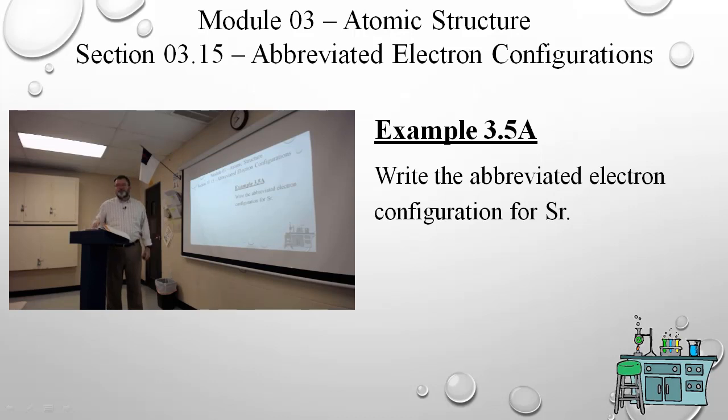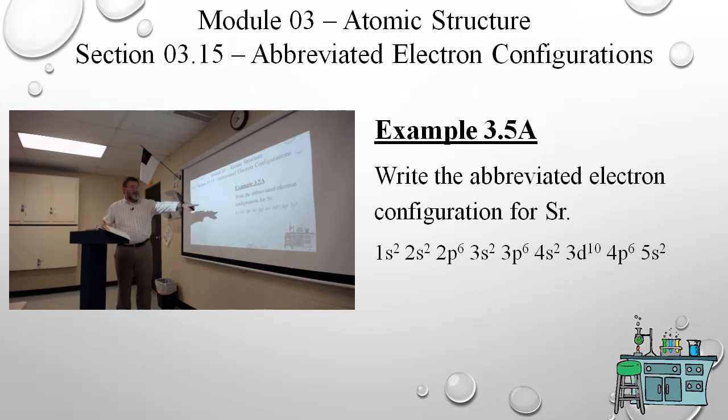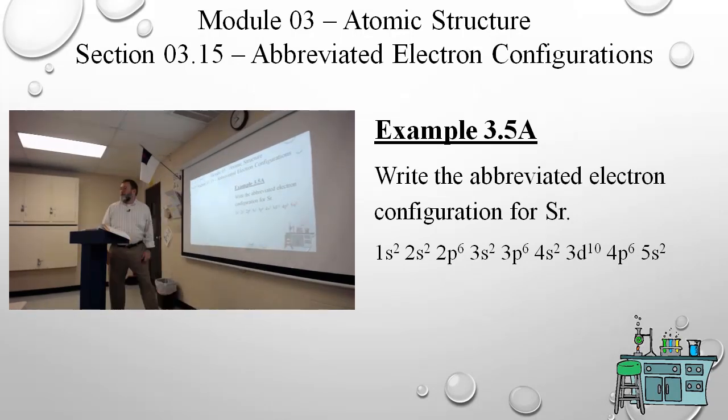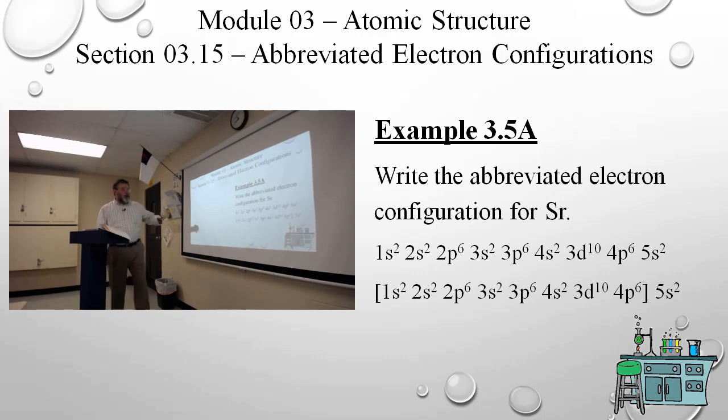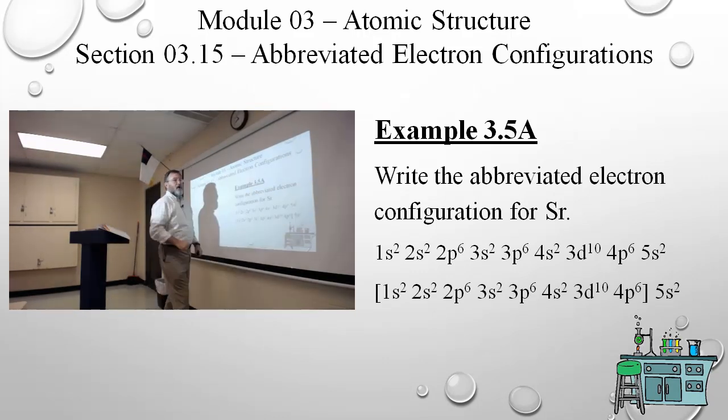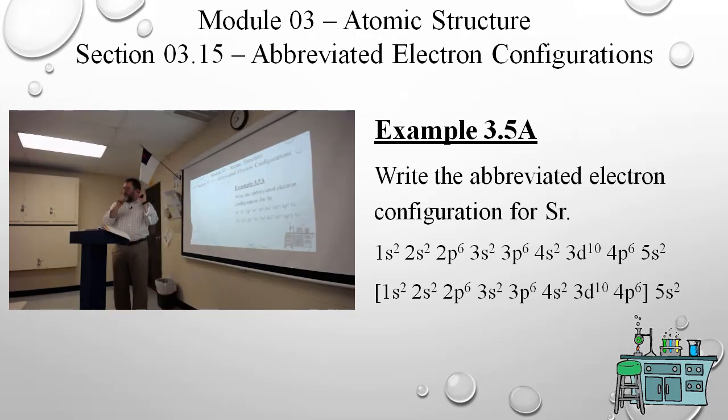5s2. So my entire configuration would look like this. You just said the last placement would be a 5s2, right? If I did the slant diagram, it would look like this. When I use the abbreviated, all of this, from the 1s2 to the 4p6, that's all the same as the electron configuration of krypton. So I replace all of that with krypton.